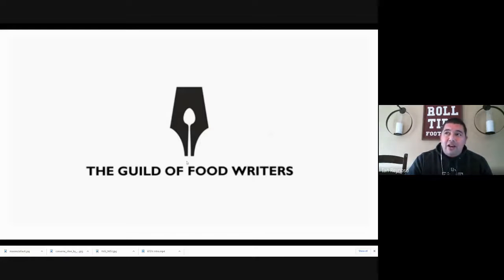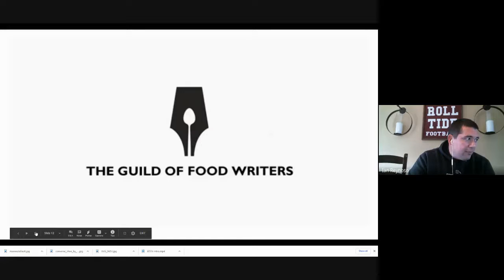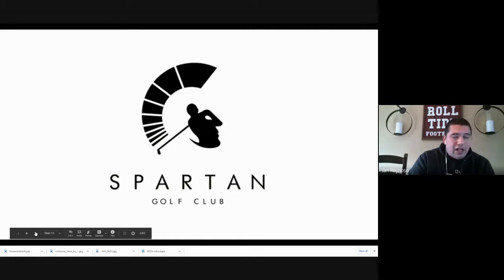Notice, too, how they didn't draw a spoon added to a pen. They cut the spoon out of the pen itself. Another example. I like this one a lot. Spartan golf clubs. Okay, we see the guy swinging a club. So here's this guy right here. He's swinging a golf club. You see these lines kind of showing the movement of the golf club.